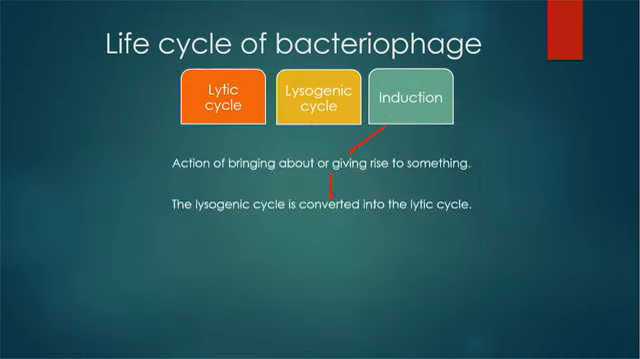The third life cycle of bacteriophage is induction. The word induction means the action of bringing about or giving rise to something. So in the induction life cycle, the lysogenic cycle is converted into the lytic cycle. It means that induction gives rise to bacteriophages that can cause the lytic cycle, or lysis of bacterial cells.